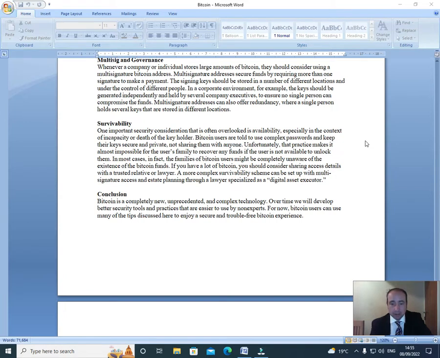Conclusion. Bitcoin is completely new, unprecedented and complex technology. Over time, we will develop better security tools and practices that are easier to use by non-experts. For now, Bitcoin users can use many of the tips discussed here to enjoy a secure and trouble-free Bitcoin experience.